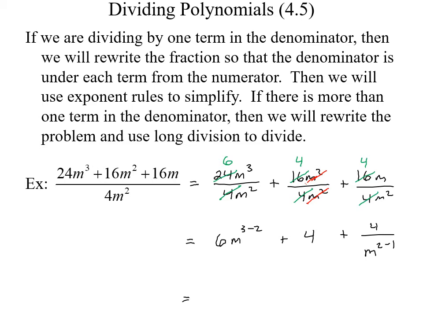And that gives me 6m plus 4 over m. And that's my answer. And anytime you're dividing by a single term, this is the best way to do it.